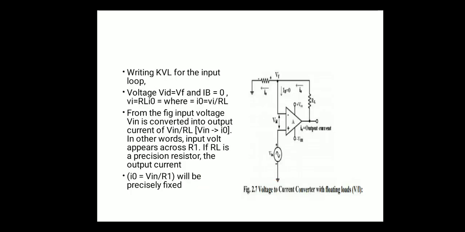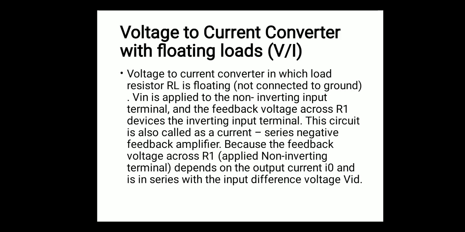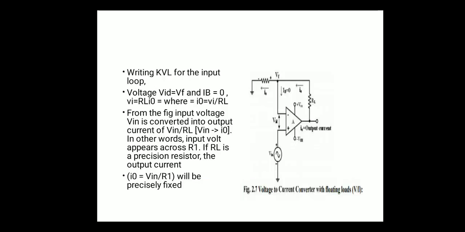So this is the diagram of the voltage to current converter with floating load. Here RL is floating and it is not connected to the ground. Here Vin is used as the supply input to the non-inverting terminal. So writing the KVL equations, that is voltage equations for this, one may obtain the output current I0 is equal to Vin by R1, which will be precisely fixed.